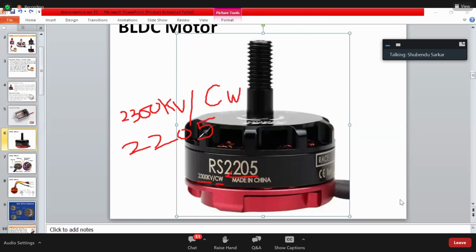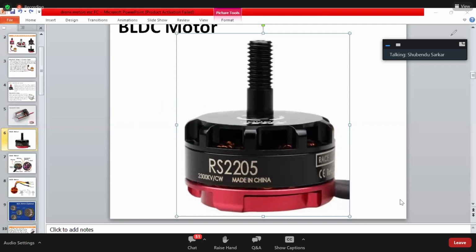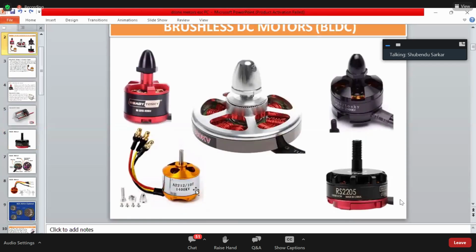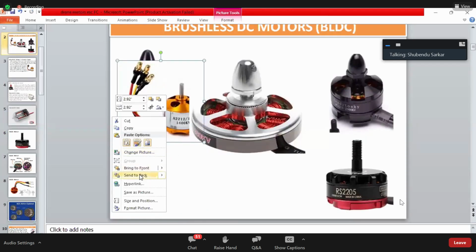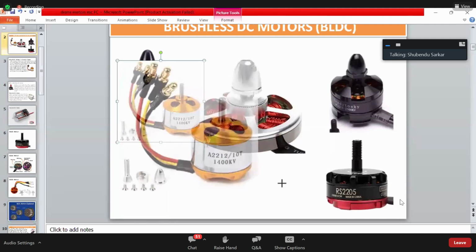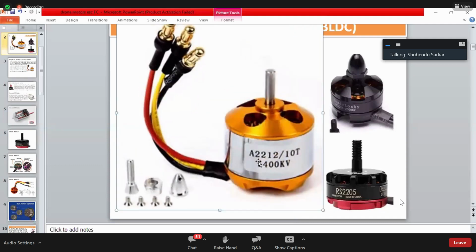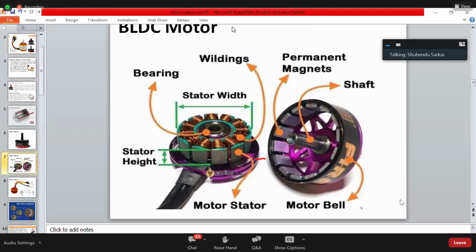Now listen up very carefully. We are going to start with this number first. This number is going to give you a huge amount of data about the motor. What kind of data are we going to talk about? If I'm talking about this number, the 22, bring it front. We are going to talk about the first number first, this one. It means 22 represents the stator diameter.